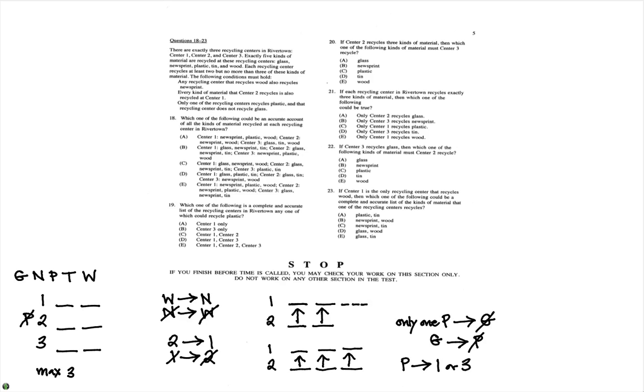Question 18. Which of the following could be an accurate account of all kinds of material recycled at each recycling center in Rivertown? So again, we're going to ignore our setup, go through the rules one at a time, and eliminate any answer choice that violates these rules. So the first condition, any recycling center that recycles wood also recycles newsprint. Well, we look at A, center 1 has wood, has newsprint. Center 2 has wood, has newsprint. Center 3 has wood, but where is newsprint? So A violates the first rule, so A would be eliminated.